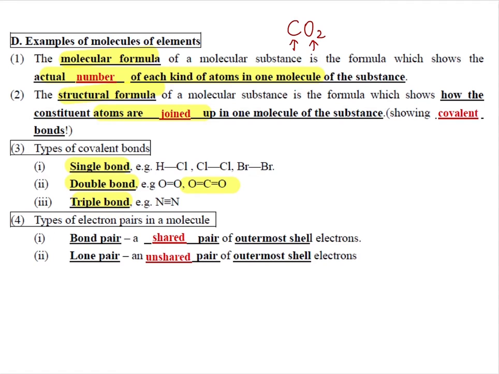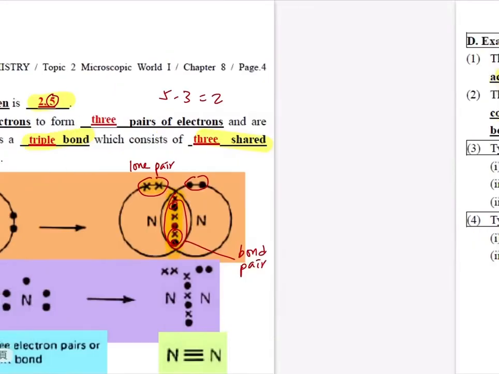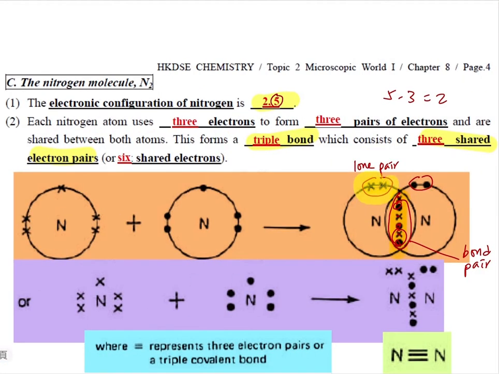And then number 4, types of electron pair in a molecule. For the bond pair, it is shared between the 2 atoms, so it is the bond pair. For lone pair, it is unshared, it is not shared. So for example, I show you here, this is the lone pair, it's not shared between the 2 atoms, and then this is bond pair, okay, shared between the 2 atoms. So they are bond pairs.